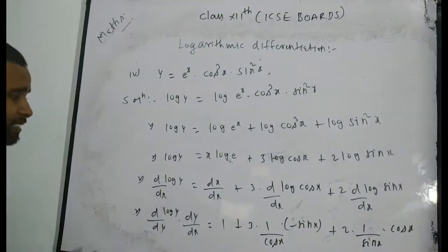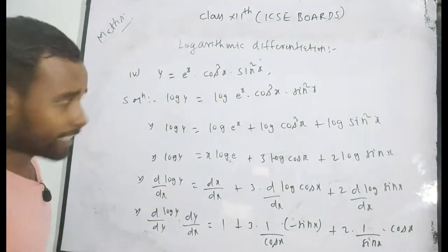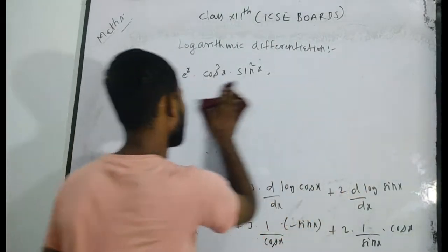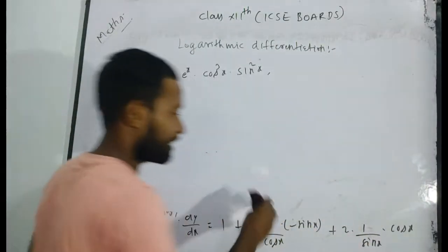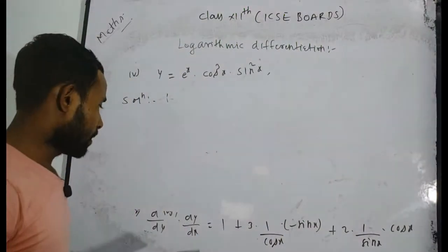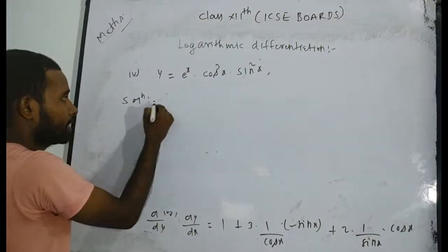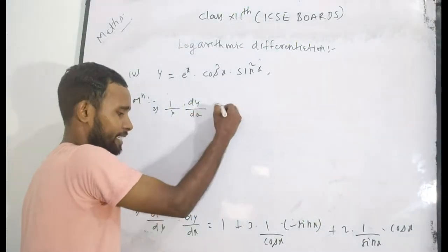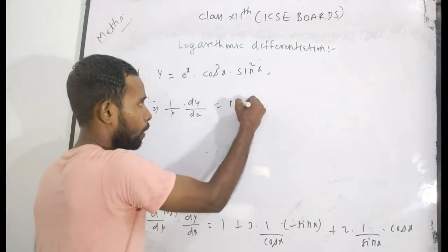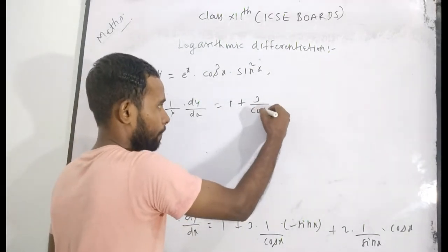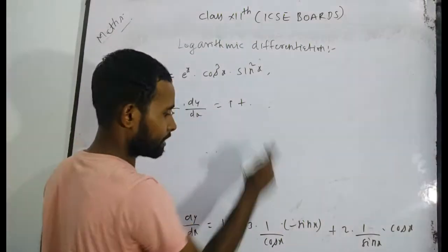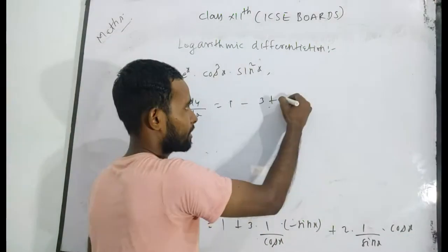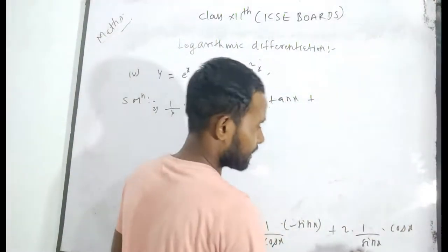Now you can see here, can I write this part? It is only lengthy, otherwise very easy for you. In my view, in the whole exercise, it is the easiest chapter. 1 upon y into dy by dx is equal to 1 plus 3 upon cos x, that means 3 into sin x by cos x, there is a minus, so it will be minus 3 tan x, since sin by cos is tan x, plus cos x by sin x will be what?